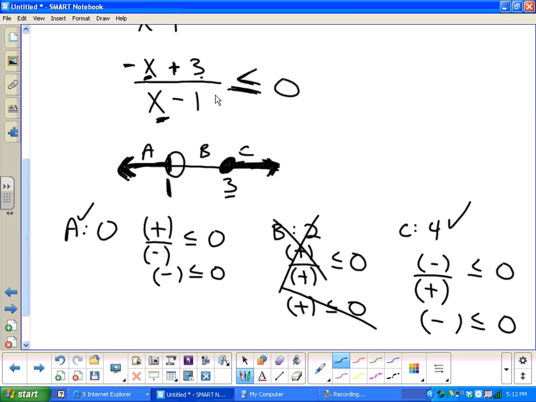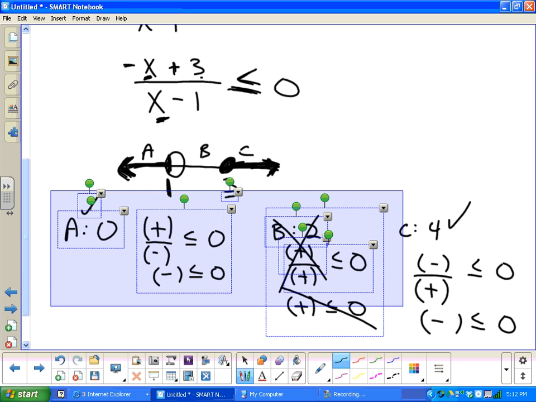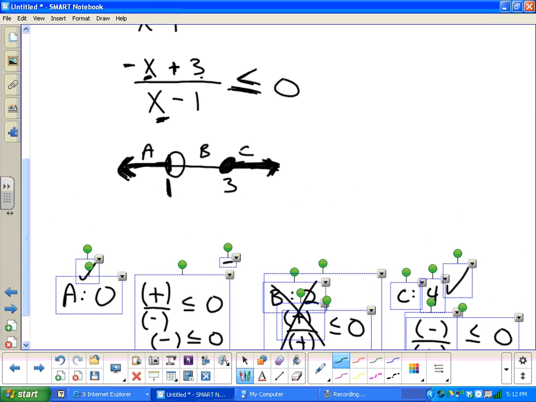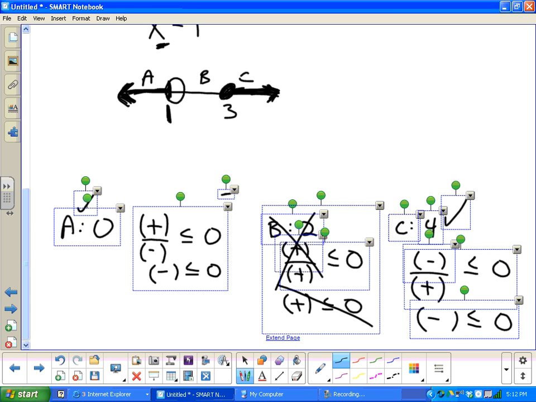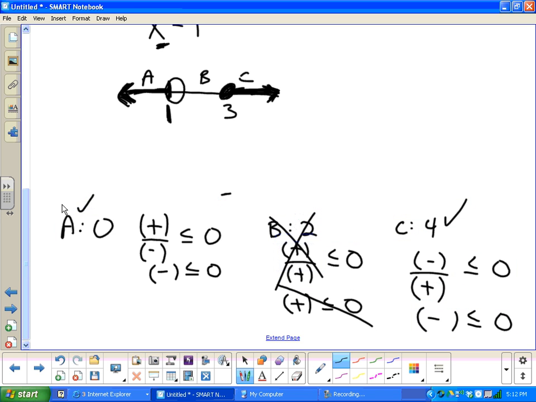Okay, now let's put it in interval notation. Okay, let me scoot this down right here. All right, so in interval notation here, left to right, this is going to give me negative infinity to 1 with a parenthesis, and then union. Now I'm including 3, so I put a bracket with 3 to positive infinity.